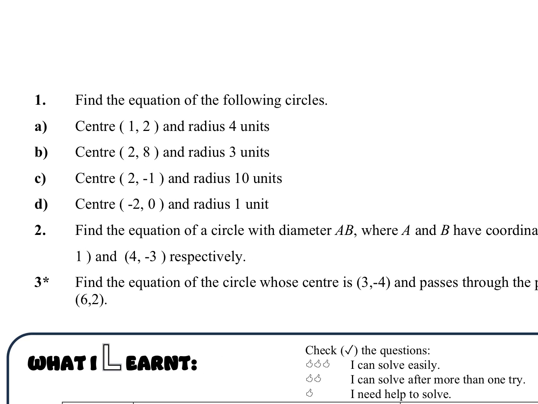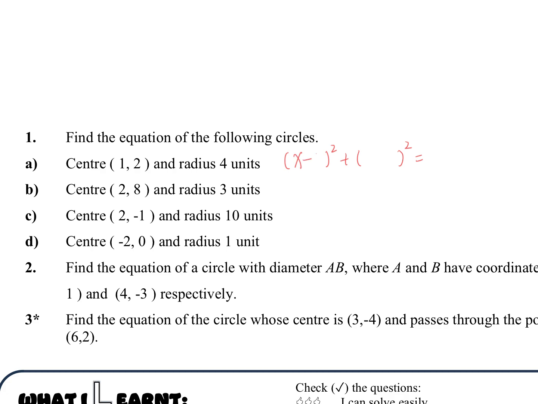Okay, so first thing, I want the equation of the circle. So how should it be written? What is the equation of the circle? X minus 1, y minus 2. Get the values from here, and then equal to what square? Radius square, so 16. That's all. If you want to work very hard, you can go and expand everything, shift everything to one side, but not needed. This is good enough.